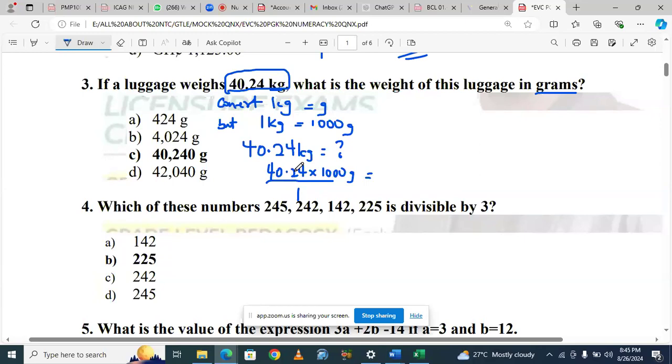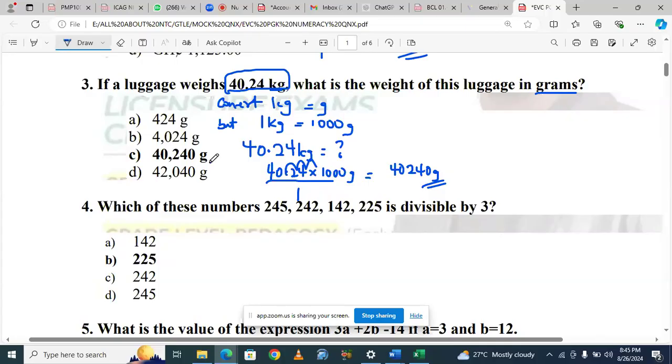Okay. Now, when multiplying numbers with decimals, and if you are multiplying it by either tens, hundreds, thousands, etc., you can just move the decimal place. How many zeros do we have here? We have 3 zeros, right? So you move the decimal 3 places. So 1, 2, and 3. So then the value becomes 40240 grams. Is that okay? So we have our answer here to be 40,240. And that is C.